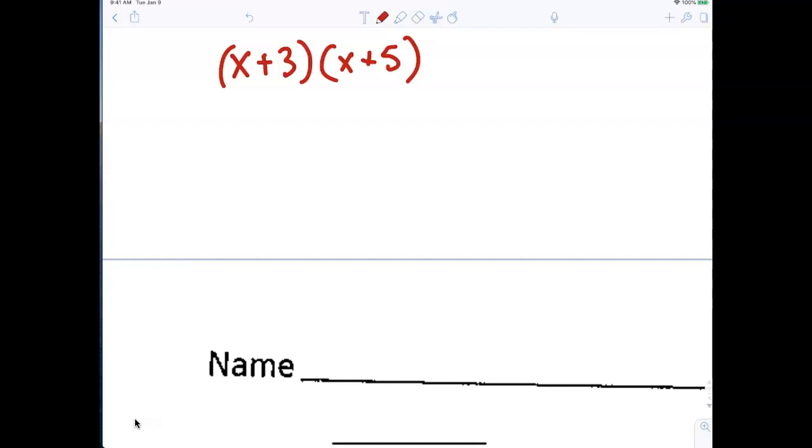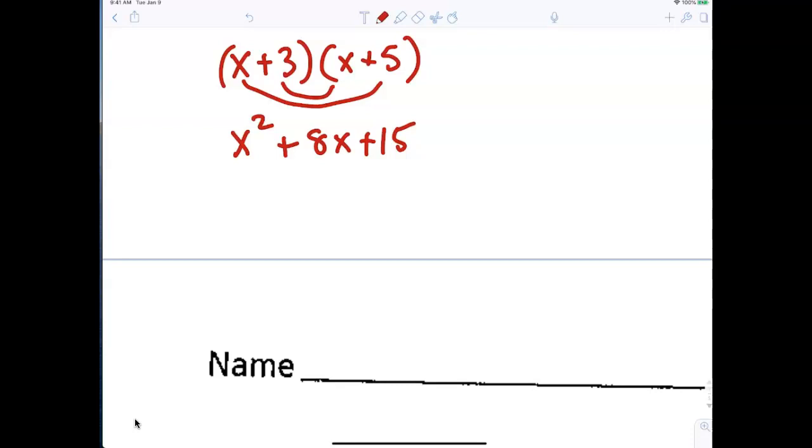X times x, everybody knows is what? X squared. I have trained you and I've tried to tell you. Please pay attention. This is 3 and this is 5. You should be able to say, okay, 3x plus 5x is what? 8x. You should be able to multiply that in your head. You should be able to hold two numbers in your head. So that's x squared plus 8x plus 15.